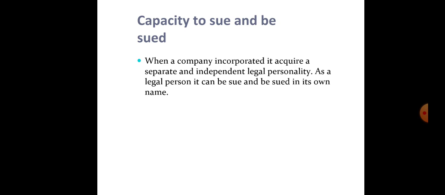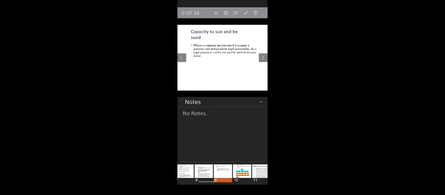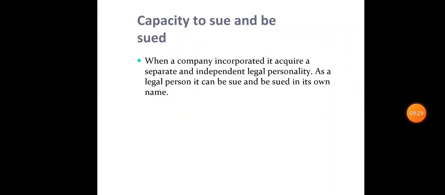To invite and also to distribute, we need to follow certain regulations, and the company has the capacity to sue and be sued in case of illegal practices. A company can be incorporated in order to acquire a separate and independent legal personality. As a legal person, it can sue and be sued in its own name.